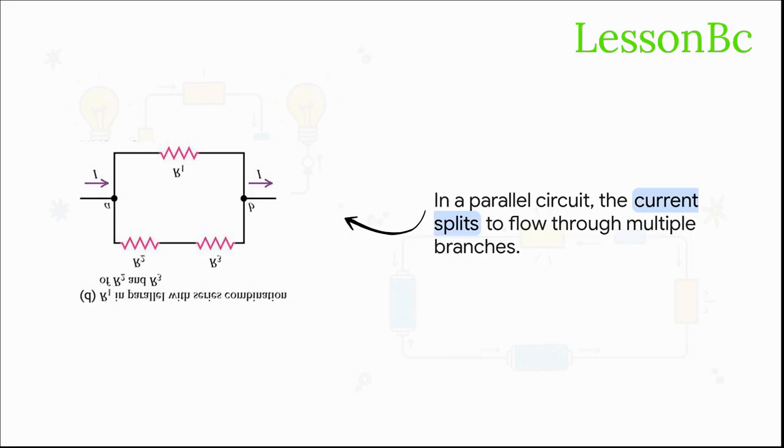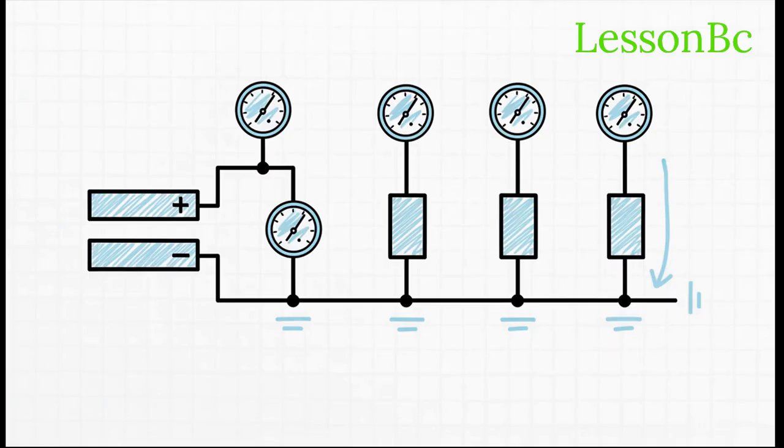You can see how the main current comes along, hits a fork in the road, and splits up to go down multiple paths at the same time. Then, on the other side, it all joins back together. And this is where things get flipped on their head.